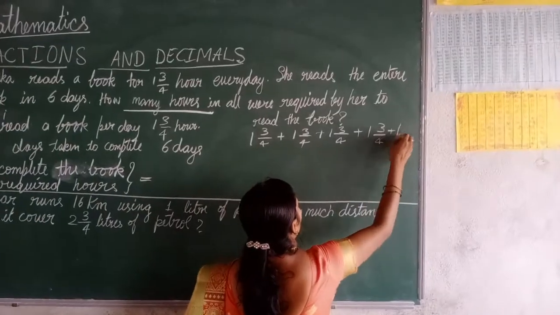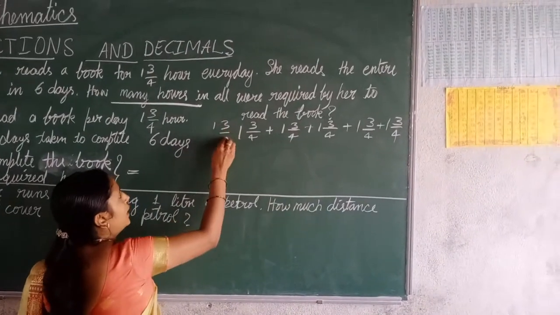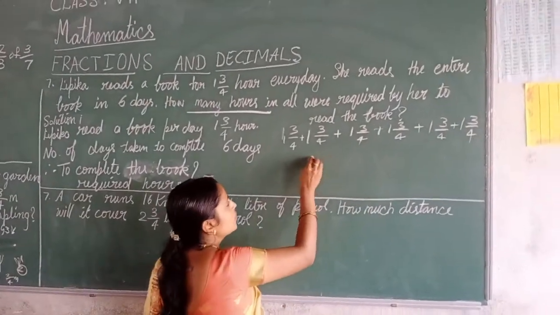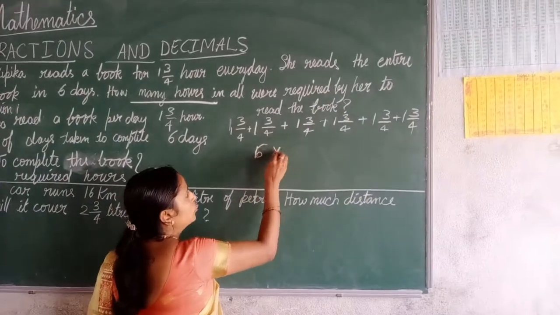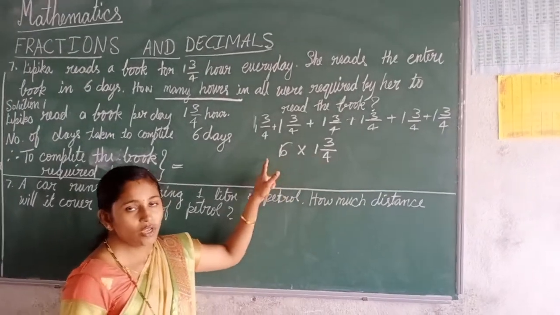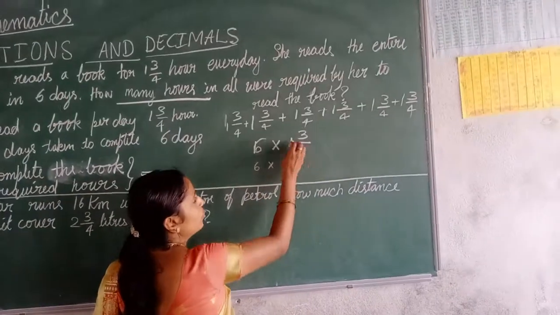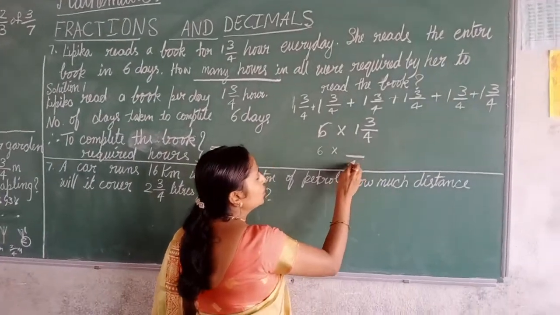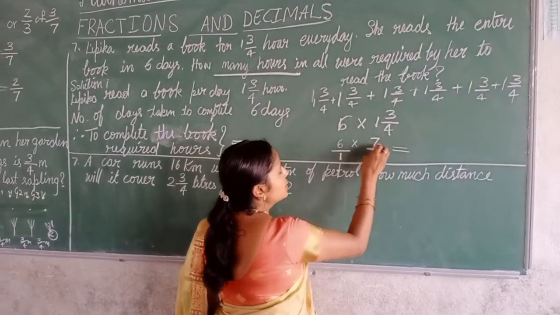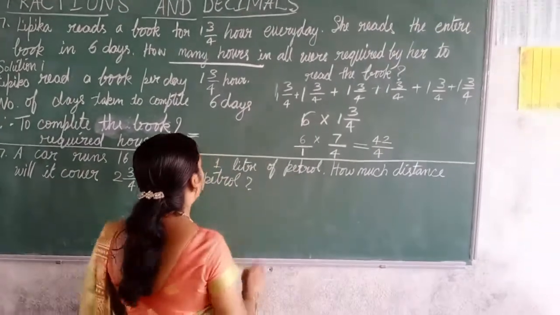So what can be done for that? As I told you, multiplication is nothing but repeated addition. So instead of adding these 6 times, we know the multiplication. Easy method. So let us do 6 into 3 upon 4. Why are we multiplying? Hope you understood. Because she takes 6 days. Now when we are multiplying, we first have to convert into an improper fraction. 4 ones are 4 plus 3, 7. If the denominator is not there, we have to consider it as 1. 6 sevens are 42 upon 4. Now this is the answer, 42 upon 4 hours.